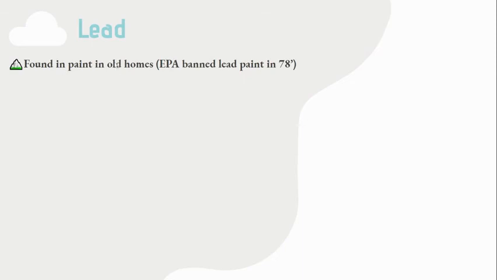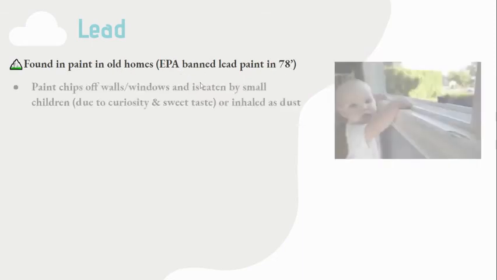Lead. Now, found in the paint of old homes, it was banned in '78, but a lot of homes can still have lead paint.